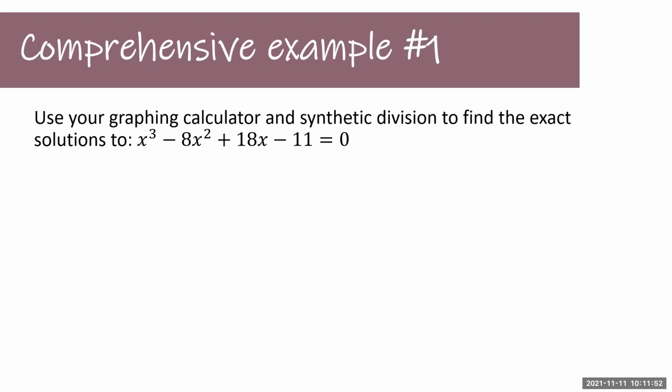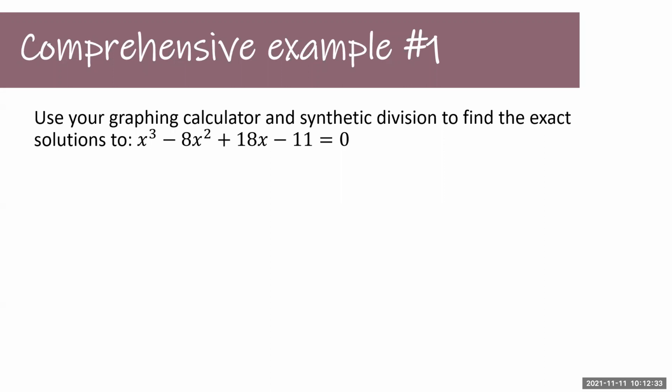So let's look here at an example. We're going to use our graphing calculator and synthetic division to find all exact solutions to x cubed minus 8x squared plus 18x minus 11 equals 0. Now notice here, and it'll be the same on your test, you're finding the exact solutions. So you can't just use your calculator and take what it says for all of your intercepts, because some of them aren't going to be easy numbers. So you're going to need to use the quadratic formula or something like that to get your exact roots. Not to mention some of them may be complex, which aren't going to show up in your calculator at all.